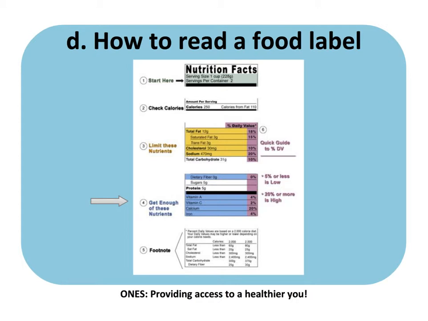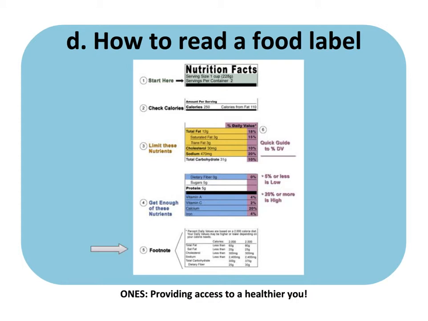Step 4 in food label reading is the list of micronutrients, which includes several important vitamins and minerals that are lacking in Americans' diets. Your goal for these nutrients, and I mean vitamin A and C, and the minerals calcium and iron, is to get 100% of the daily value, or DV, every day from the foods you eat.